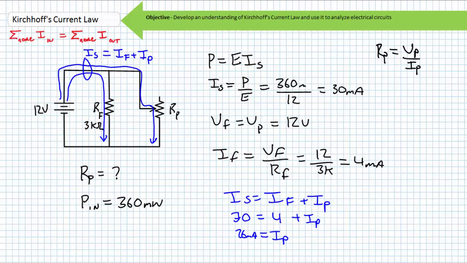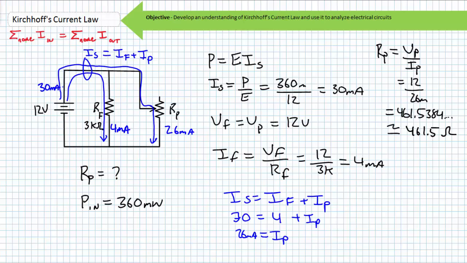Using Ohm's law to solve for the resistance of the adjustable potentiometer, we find RP equals VP divided by IP. Substituting in the necessary values, we find the potentiometer must be adjusted to approximately 461.5 ohms to draw the required amount of current. Given the fixed resistor is drawing 4 milliamperes and the adjustable potentiometer drawing 26 milliamperes, it can be said that the source is supplying 4 plus 26, or 30 milliamperes of current to the whole system, and thus delivering the required 360 milliwatts of power.